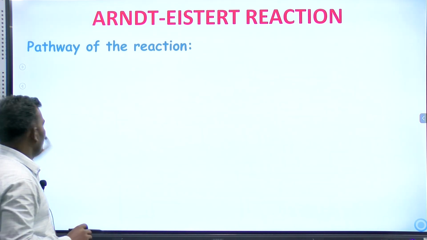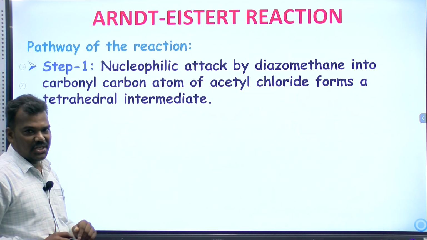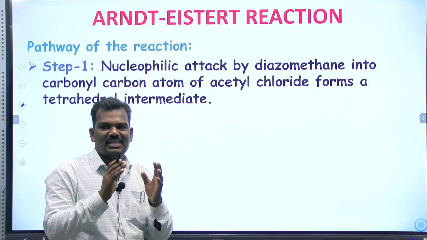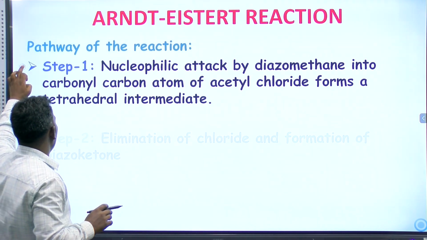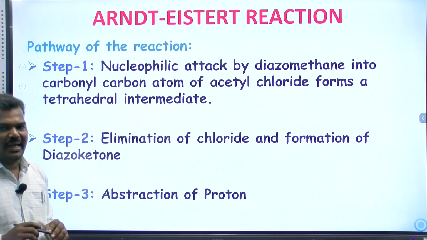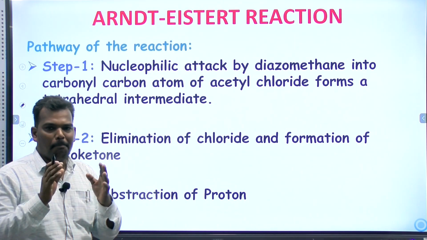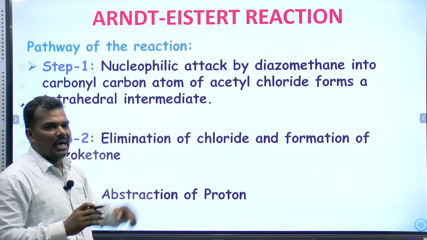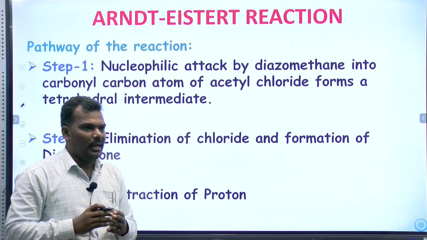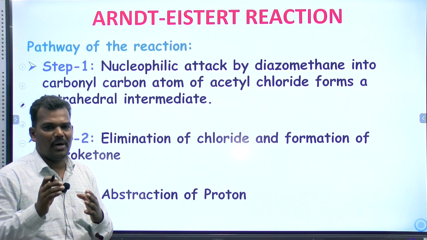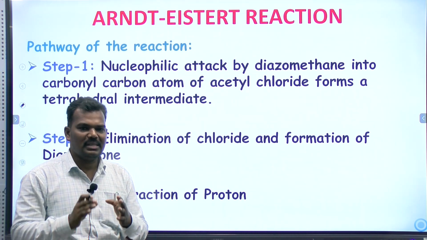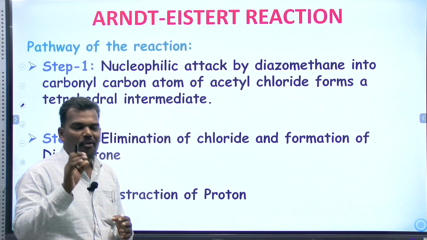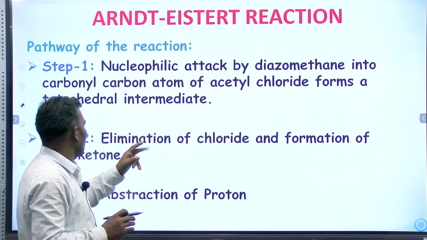Then the pathway or mechanism of the reaction. The mechanism of this Arndt-Eistert reaction proceeds in 7 steps. In the first step, there is a nucleophilic attack by the diazomethane on the carbonyl carbon atom of acetyl chloride. In the second step, elimination of chloride and formation of the diazoketone take place.